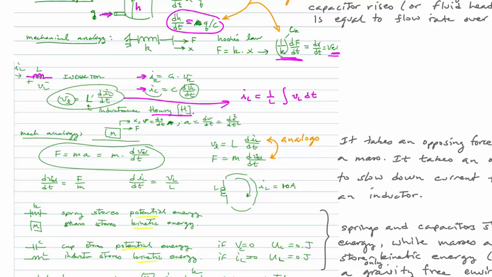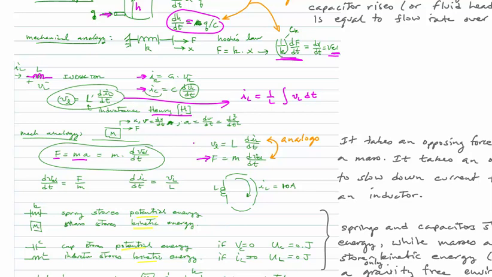mass. For a mass, we would say, first of all, F equals ma, no problem. We would replace that and say F is equal to the mass times the time rate of change of velocity. So F equals m dv/dt, where v is velocity. I'm doing VEL to distinguish from V for volts.